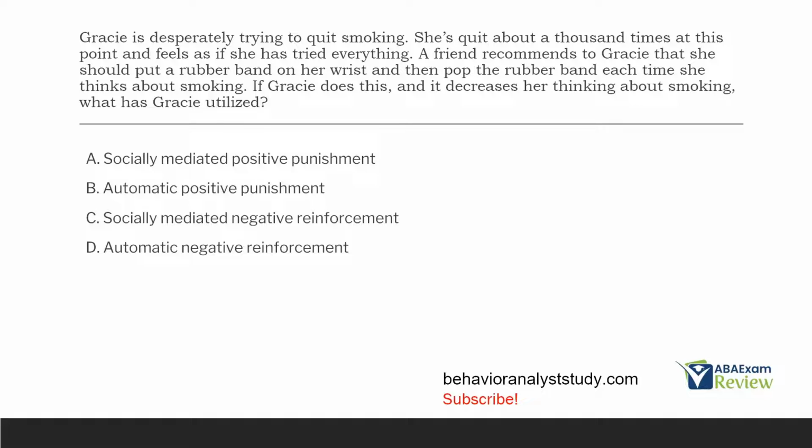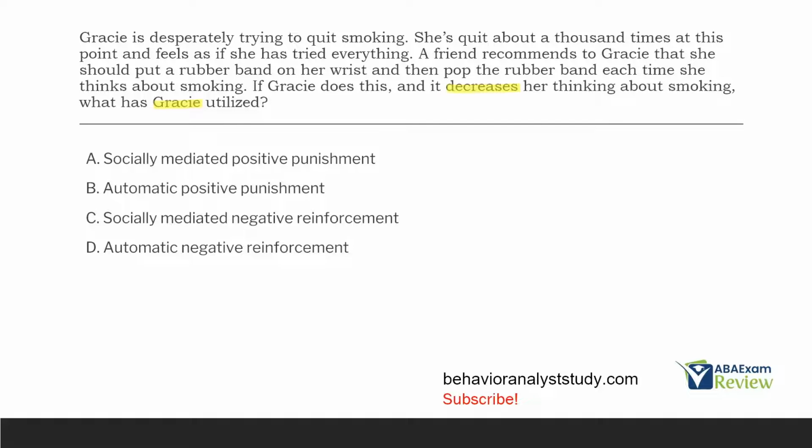All right, what is the question asking about? Well, they're asking about Gracie and her intervention. So we know, what do we know about the intervention? Well, most importantly, we know it's decreased her thinking about smoking. Immediately when you hear that word decrease, you've got to think punishment, you've got to think extinction. Okay, those are our two primary decrease behavior principles, punishment and extinction. Not the same thing, both work to decrease. So we're already thinking punishment because her behavior is decreased.